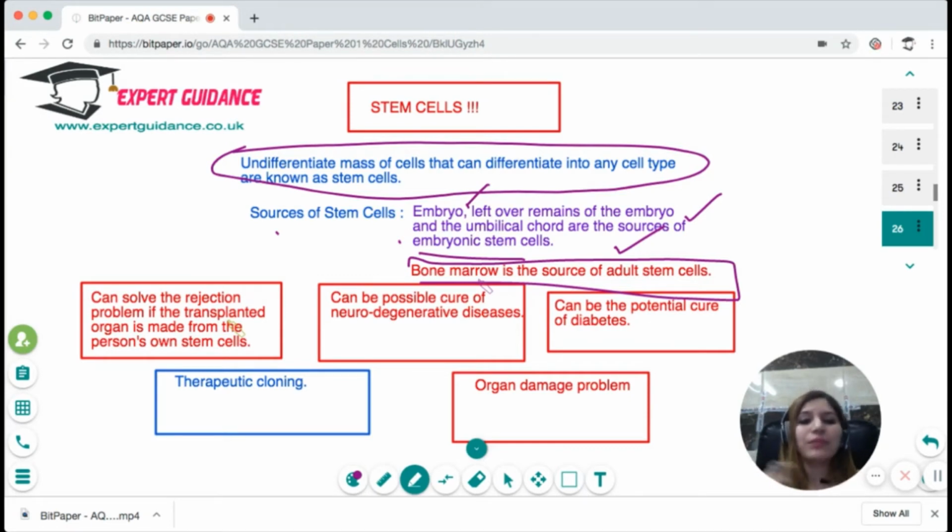Diseases like blindness can be treated. It can be a cure for diabetes if the beta cells of the pancreas get regenerated. It can help in therapeutic cloning. In therapeutic cloning, we take adult stem cells and use them to make embryonic stem cells, and then the embryonic stem cells are specialized to make the desired organ. It can also solve the organ damage problem. So stem cells are a very good promise, a potential medicine revolution for the future.